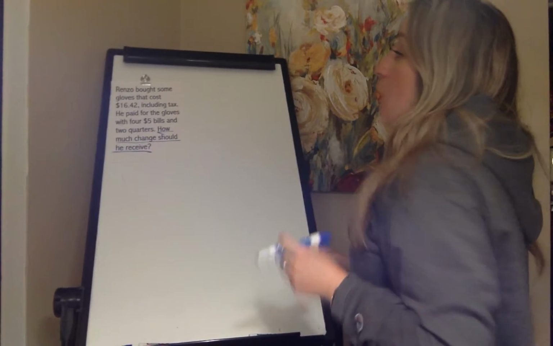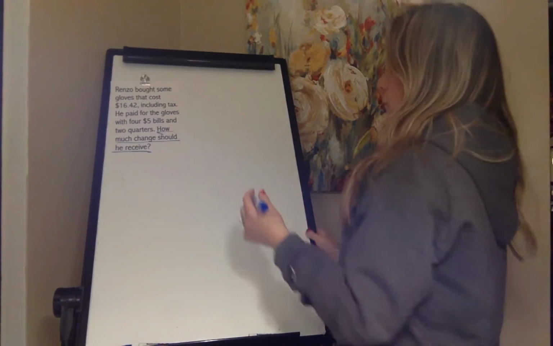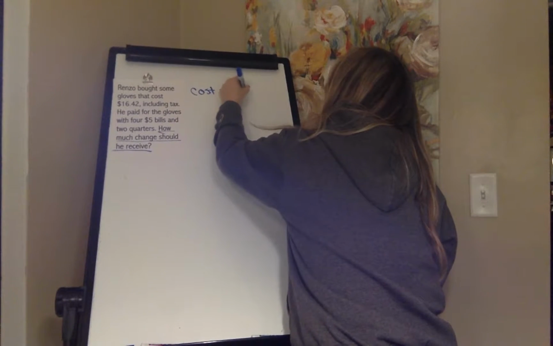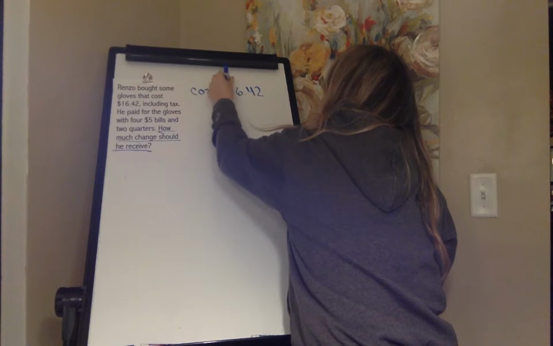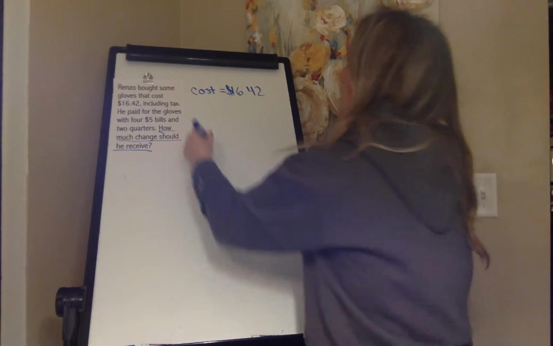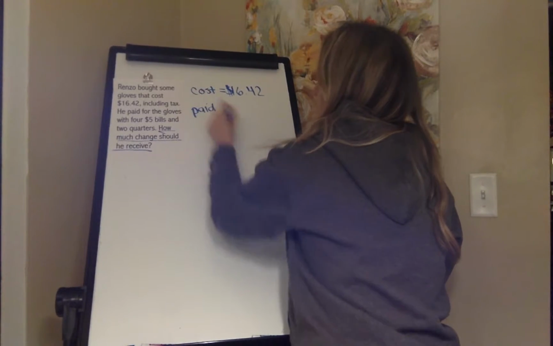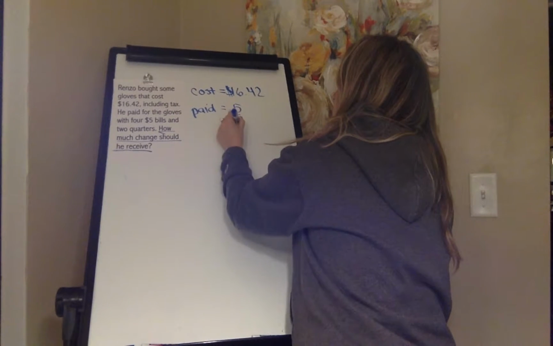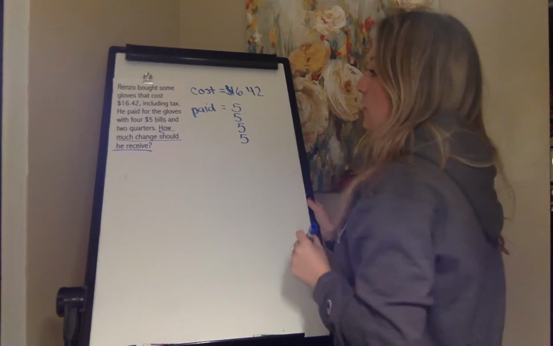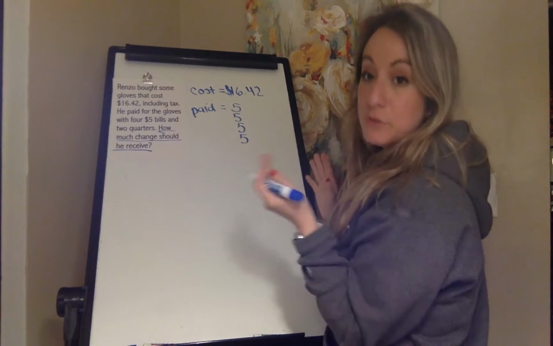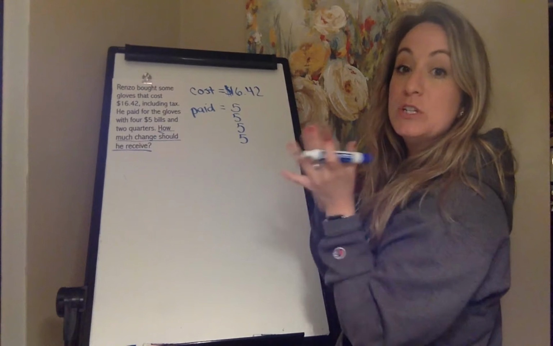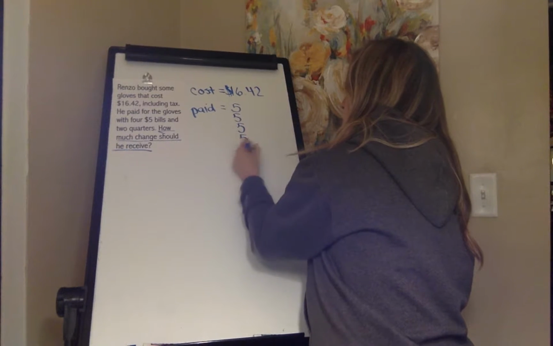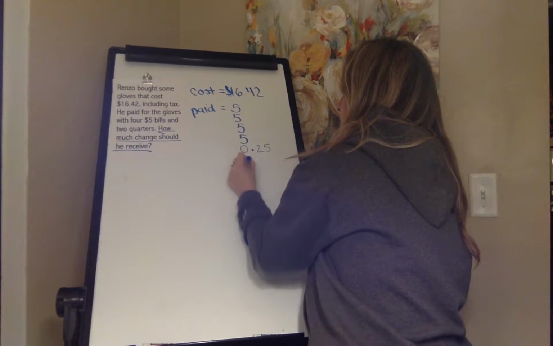And I know that he bought gloves that cost $16.42. So our cost equals $16.42. That's what it is. And he paid for the gloves. He paid with 4 $5 bills. So I want to represent all of them. There's 1, there's 2, there's 3, there's 4. Okay? And 2 quarters. So we have to remember what the value of 1 quarter is. The value of 1 quarter is 25 cents. So I want to show that also. So I'm actually going to represent that by 0.25 and a 0.25.